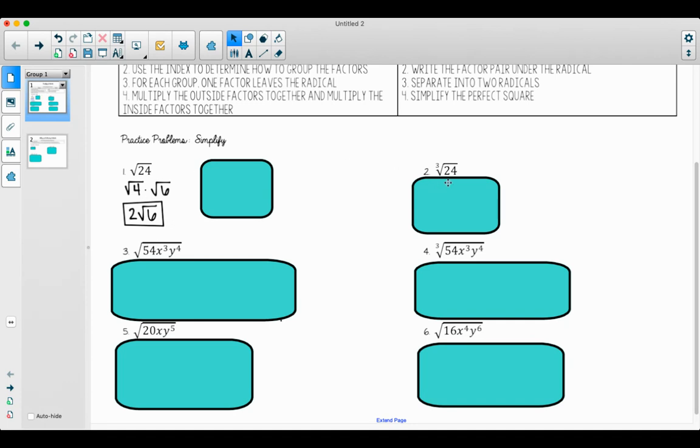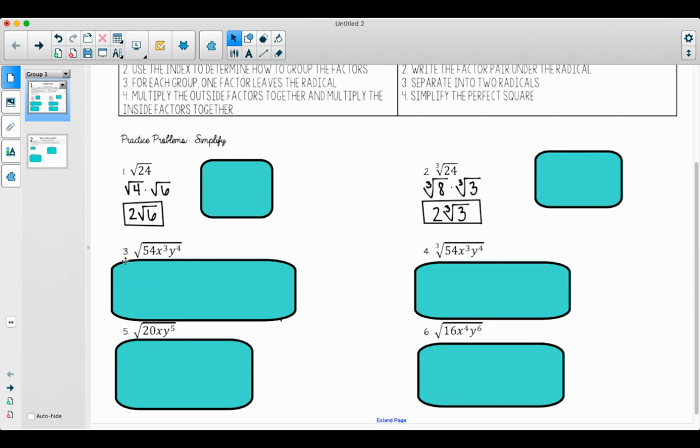Now, in problem number 2, I changed it ever so slightly by making it the cube root of 24. So now we're looking for perfect cubes. 1 cubed is 1, 2 cubed is 8, 3 cubed is 27, and so on. Whereas in practice problem number 1, we're looking for perfect squares. So here, instead of using 4 and 6, I can use 3 and 8. I know the cube root of 8 is just the number 2, so it goes outside the radical, and the cube root of 3 is going to stay how it is. So here we have 2, the cube root of 3.